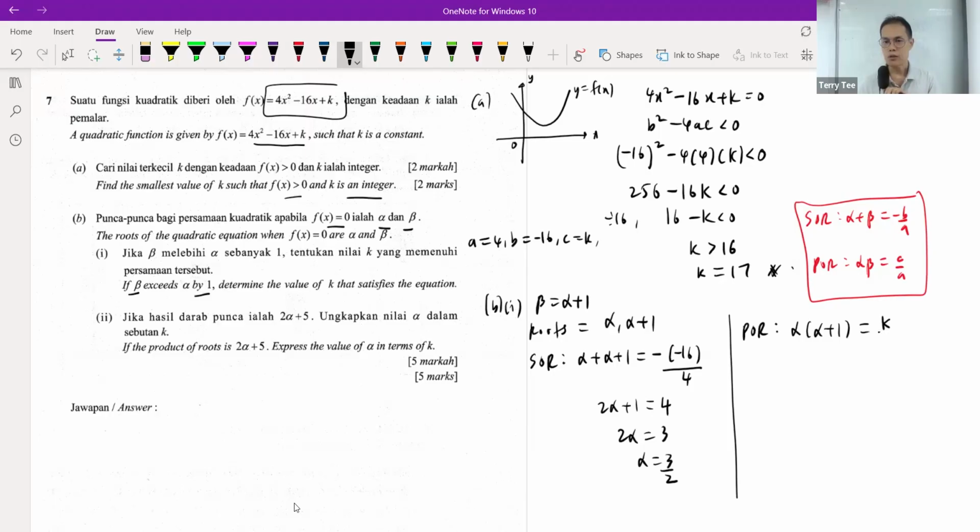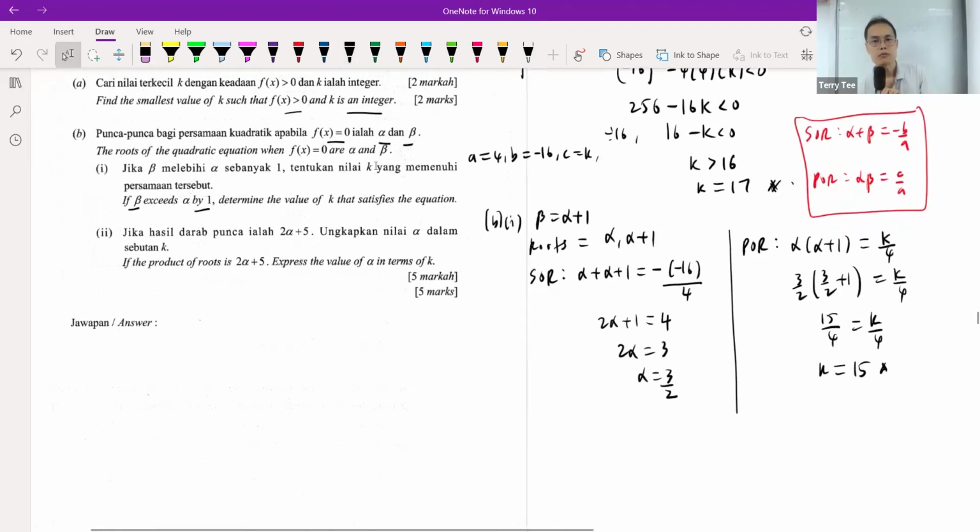A is 4. Now, actually, we know your alpha is 3 over 2. Then 3 over 2 times 3 over 2 plus 1 is k over 4. So 3 over 2 plus 1 is 5 over 2. 3 times 5 is 15, so this is 15 over 4 equals k over 4. Therefore, k is just 15. You're supposed to find the value of k. All right, so that's part B Roman 1.